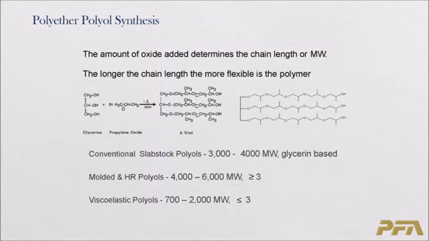Some of the other variables on the polyol synthesis side are the amount of oxide used. The more oxide that's added per starter, the longer that chain length. A conventional polyol is typically 3,000 to 4,000 molecular weight and usually based upon a glycerin starter. Molded and HR polyols are higher molecular weight and their functionality can be 3 or sometimes higher. Viscoelastic polyols are often the lowest molecular weight and sometimes have functionalities of less than 3.